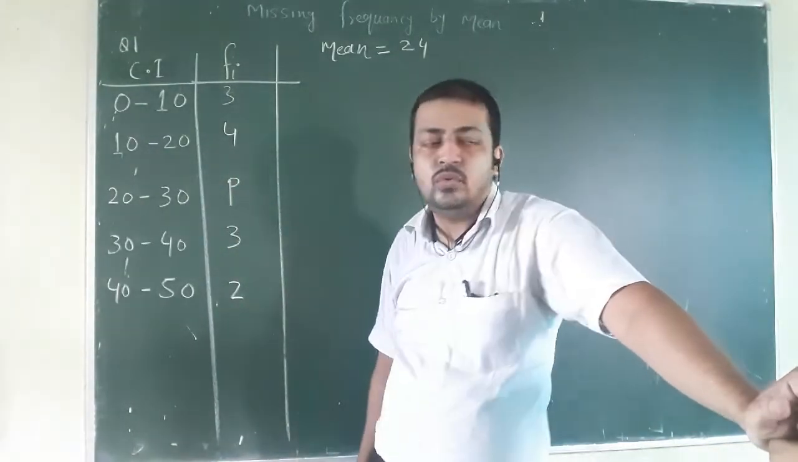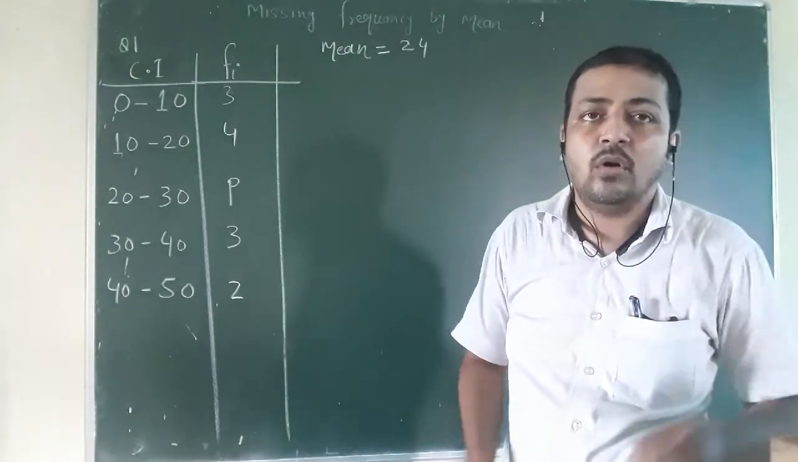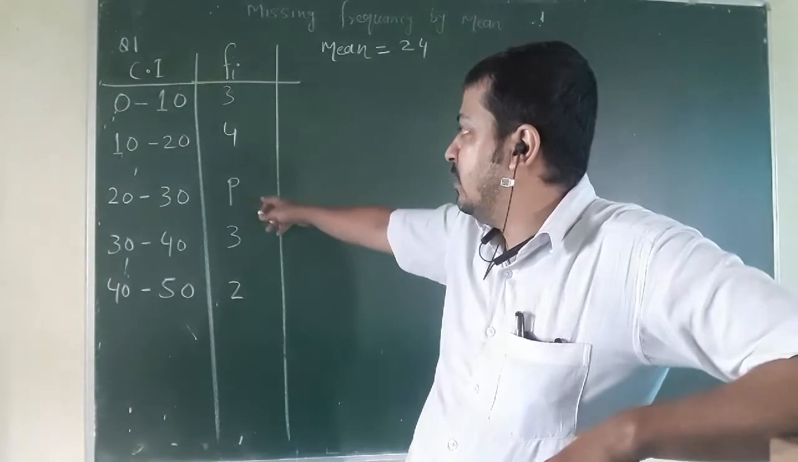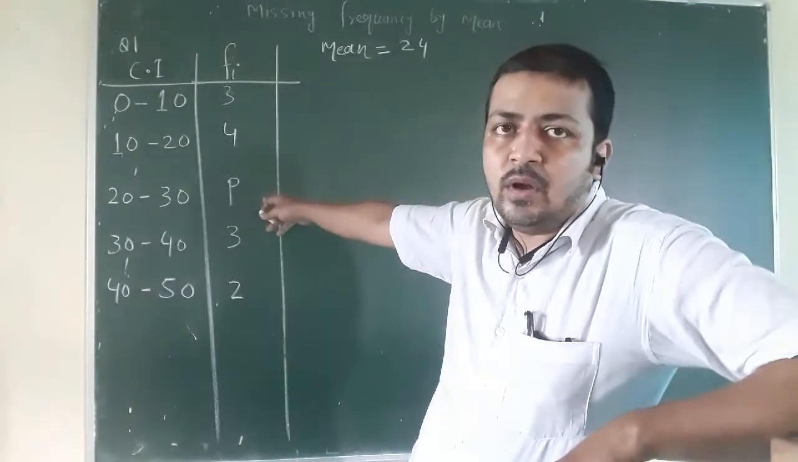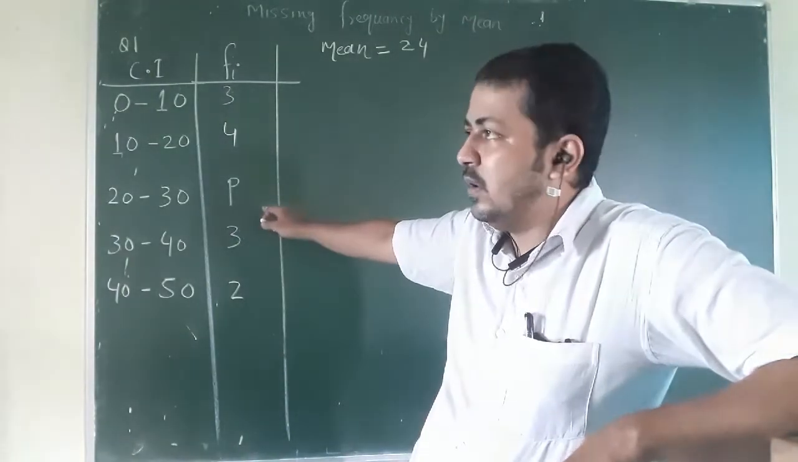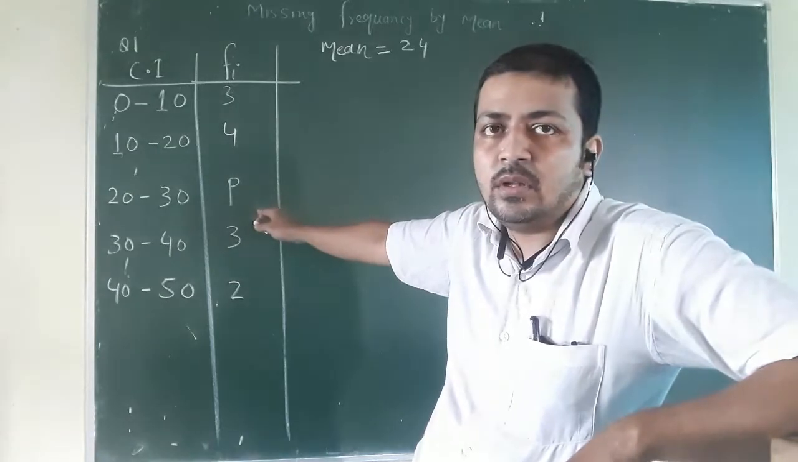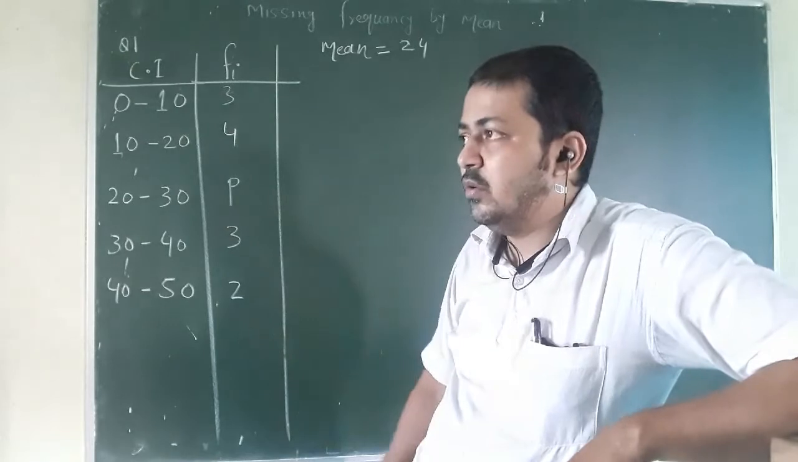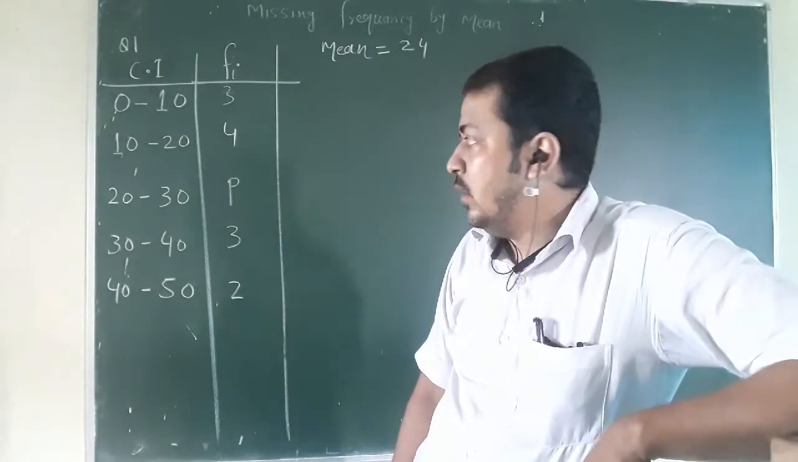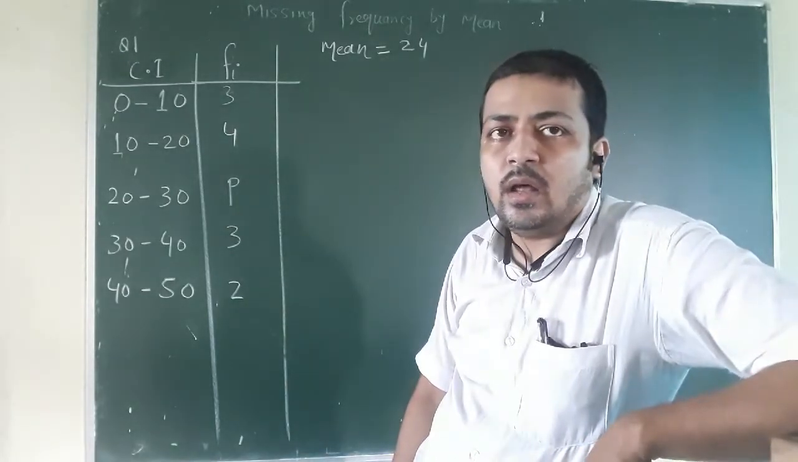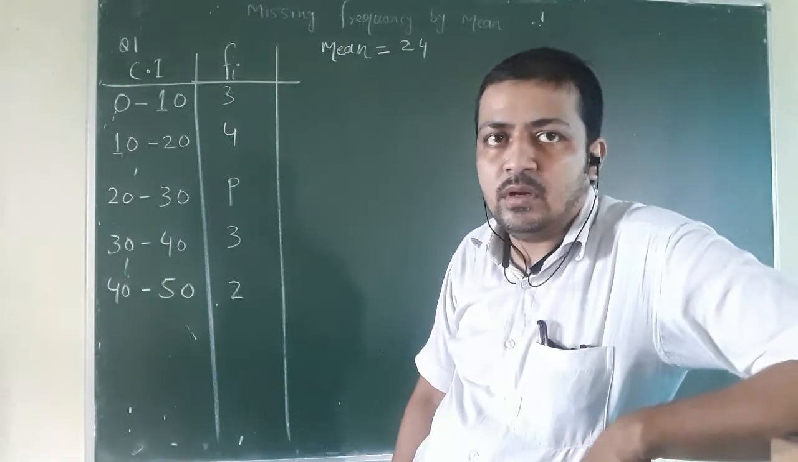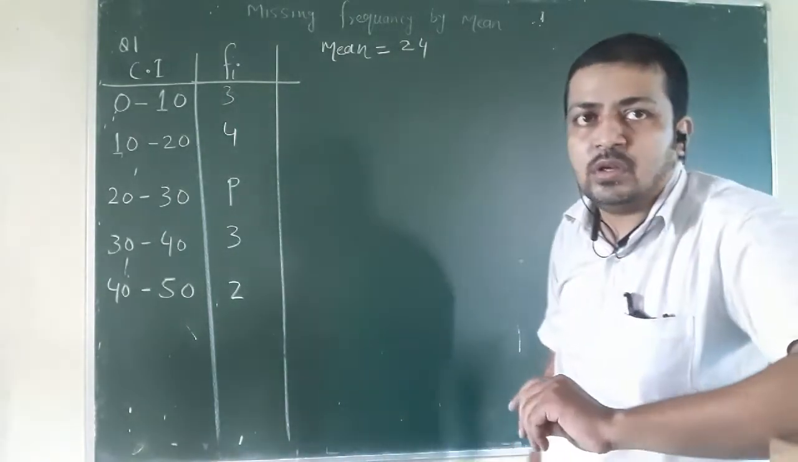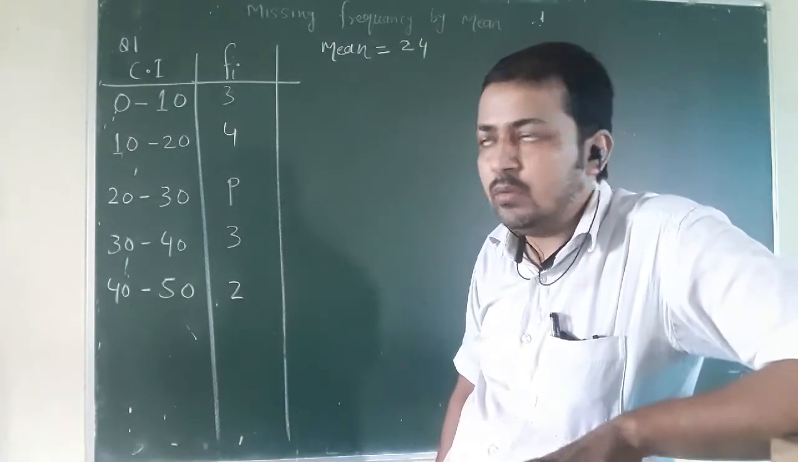Here you can use any method. Either you can use the direct method to find the value of p, or you can use the step deviation method, or you can use the assumed mean method. The easy ones will be either the direct method or the step deviation method. Either one, both can be easy. Here I will use the step deviation method to solve this question.